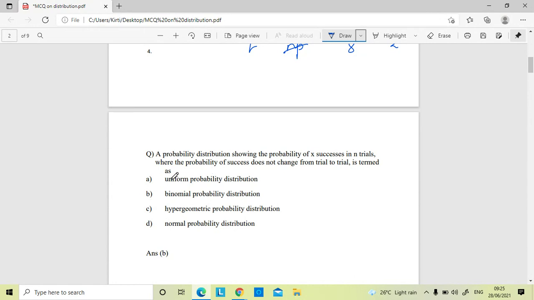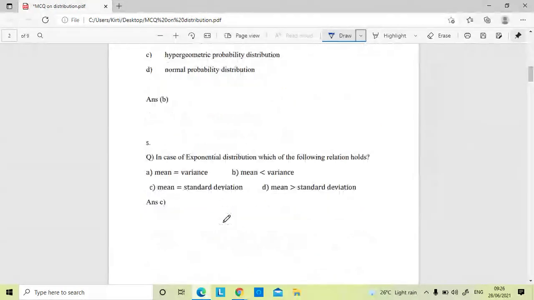Whereas the remaining ones are applicable for a continuous random variable, and this is the only one which is applicable for a discrete random variable. And we have to consider that whatever is the probability of success in one trial is to be considered for any trial. So that's why option B is the correct one, the binomial probability distribution. Now let's have the next question.